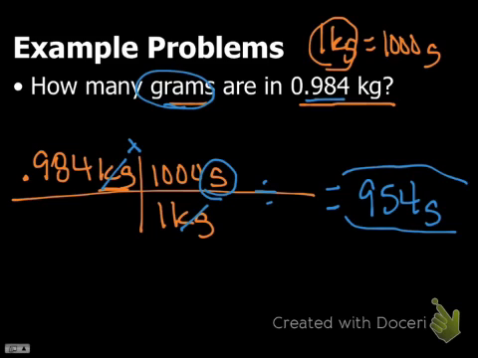So my original number here had 3 sig figs, so my answer also should have 3 sig figs. And in this case, I didn't have to round. I just ended up with the same number of sig figs. And like I said before, again, make sure your answer makes sense. So we know that grams should be a larger number than the kilograms, which is what we ended up with here.